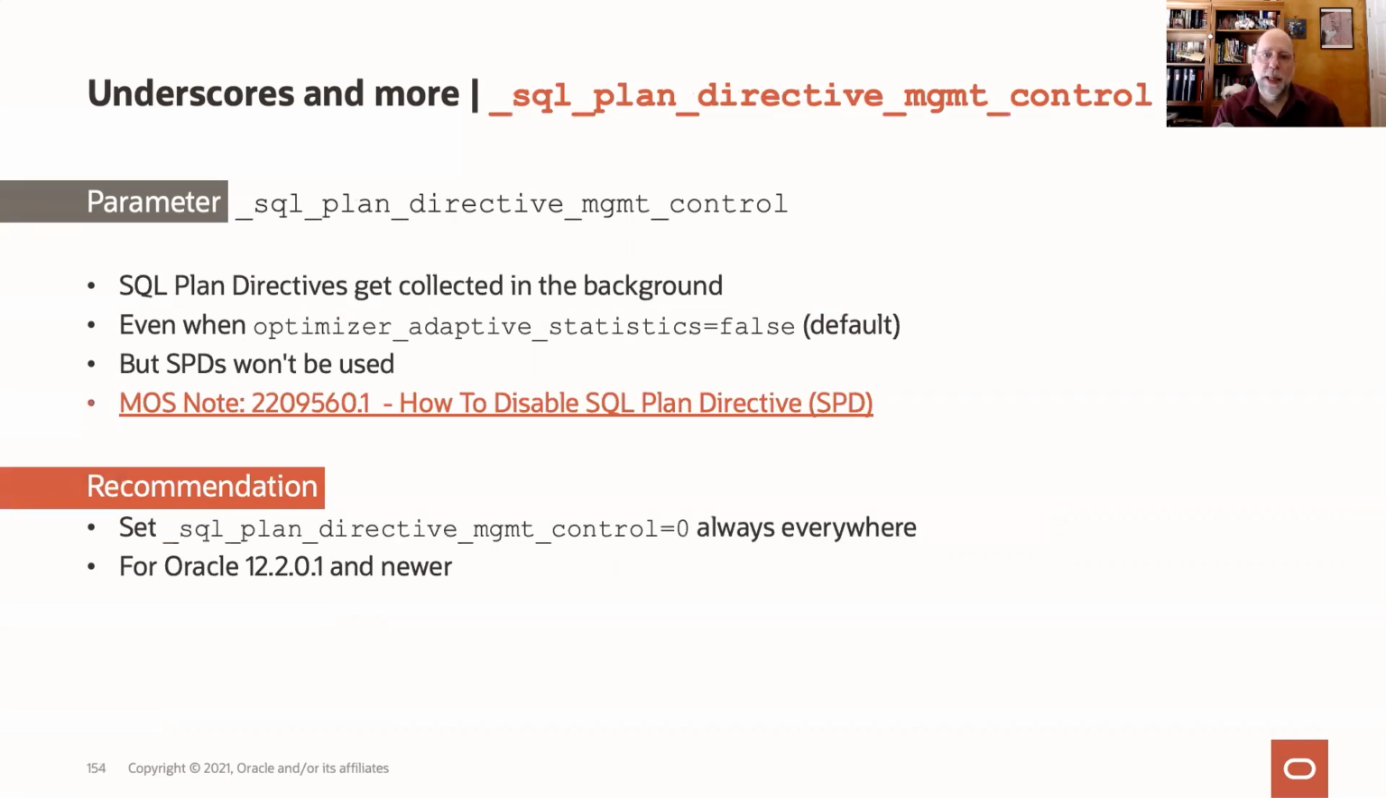But related to that is this underscore parameter, SQL Plan Directive Management Control. With those adaptive statistics disabled, you might think that SQL plan directives weren't being created because you're not going to use them. However, the default is still to create those plan directives just in case you want to use them in the future. So if you're not going to use adaptive statistics, which is going to be the case for most customers, then we would advise you to set SQL Plan Directive Management Control to 0 and prevent the creation of those plan directives.